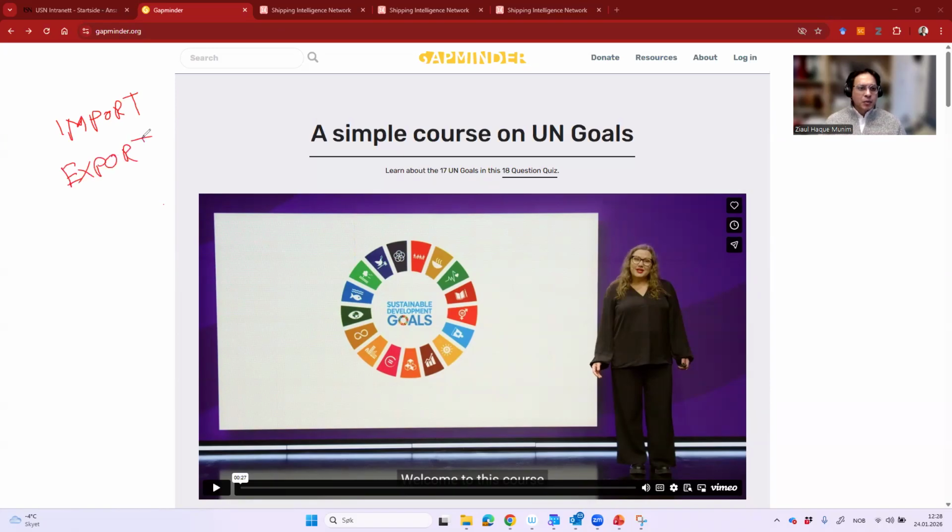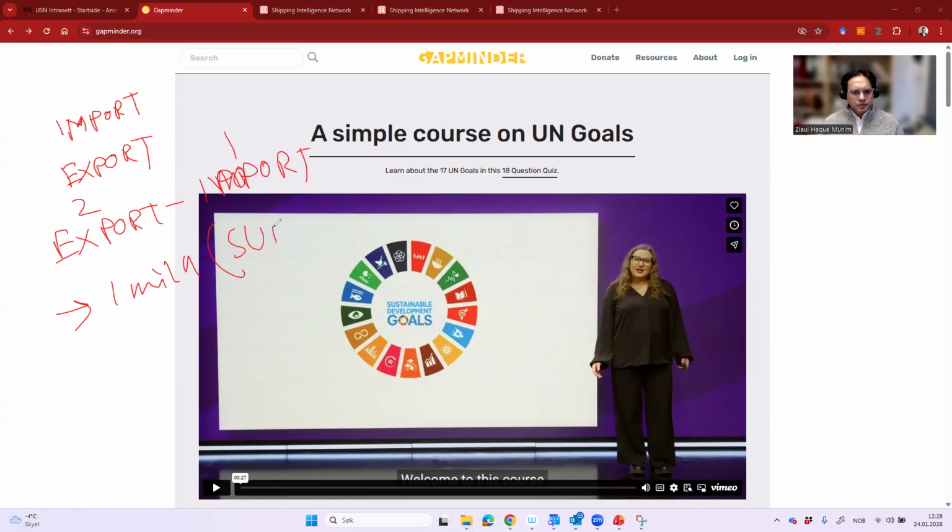So the main idea with import and export is that if you deduct your import from your export, and if you get a positive value, so let's say if your export is 2 million and your import is 1 million, so you deduct it, you get 1 million. It's a positive value. So you are in trade surplus, right?